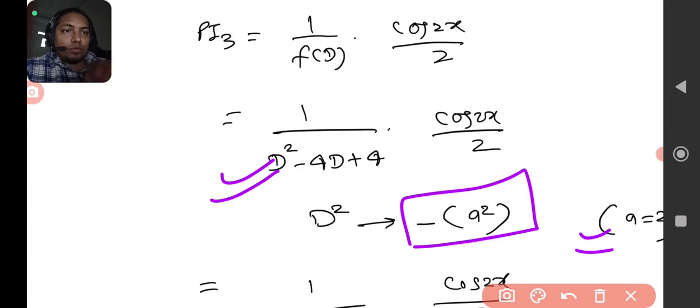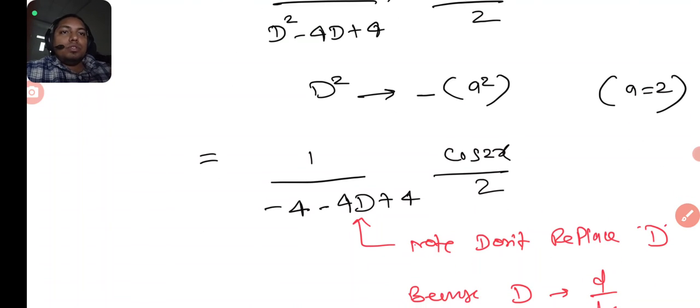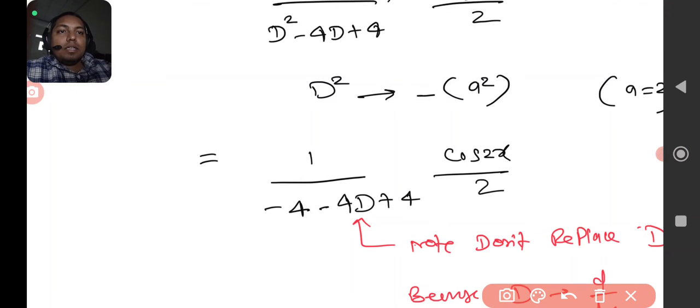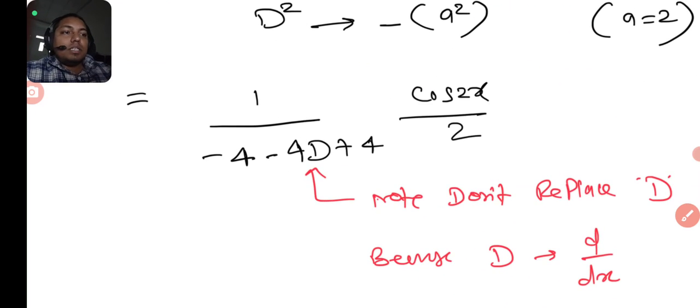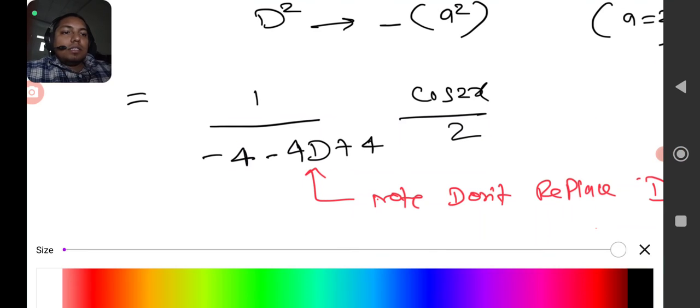How will you know a is equal to 2? Whatever is the coefficient of x, that is your a. So you replace this D square with minus a square. So this will become minus 4, because a is 2, so a square is 4, and minus a square is minus 4. Then minus 4. What do we do with this D? Here we don't put D equal to 2. No, D we don't put as 2. Just wait here. See what is happening here.